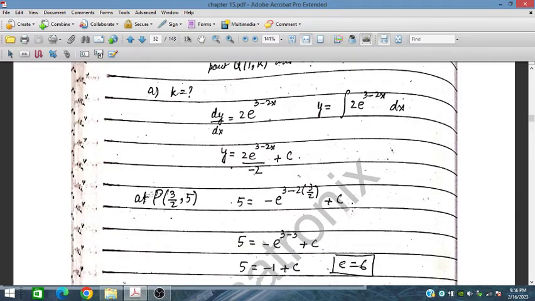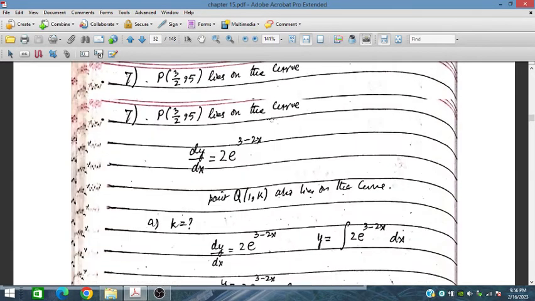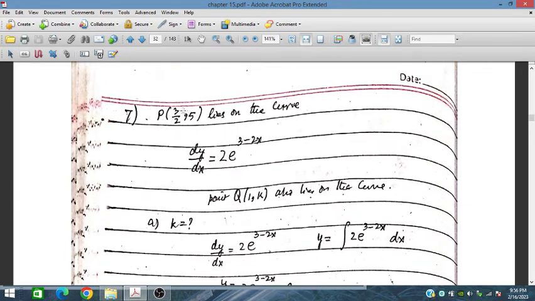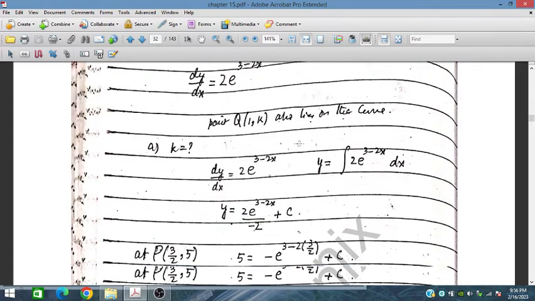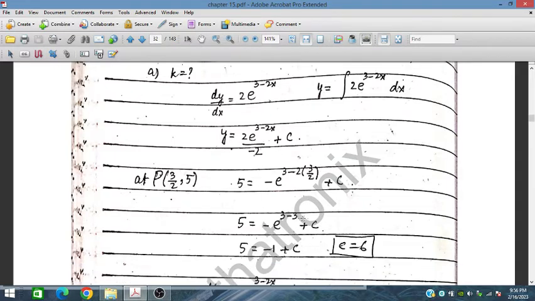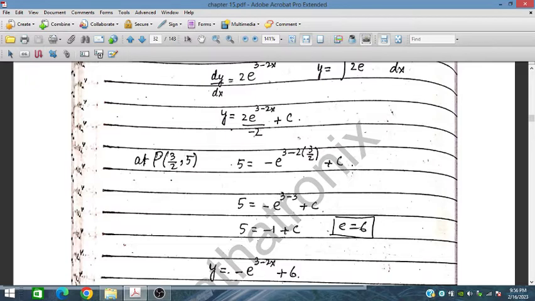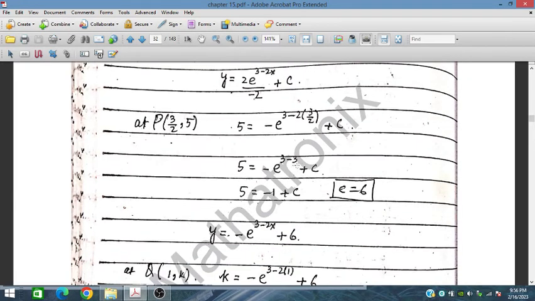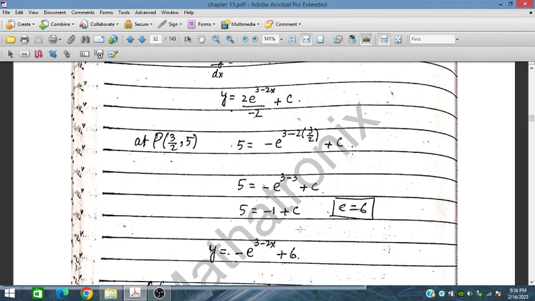So this is y, and we know that the point P is on the curve. So in place of y we write 5, and in place of x we write 3/2. As a result this becomes minus 1, because this is e^0, which is 1, so 5 is equal to minus 1 plus c, so c is equal to 6. So we write 6 here.